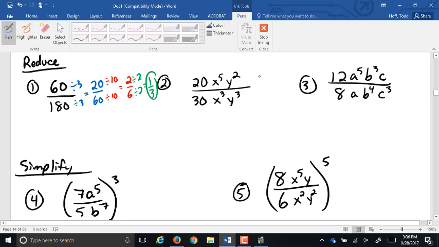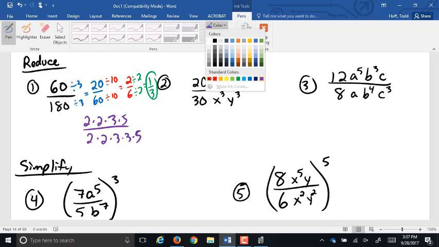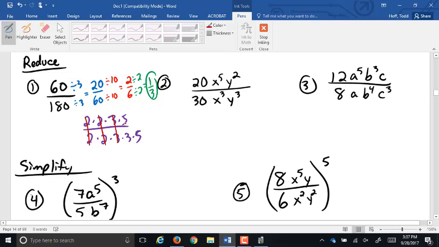The other option, as I said, is to do prime factoring. 60 is 2 times 2 times 3 times 5, that's what I thought. 180 is 2 times 2 times 3 times 3 times 5. And we just cancel out. There's a 2, a 2, a 3, and a 5. Everything on top cancels out, so that's 1, and we're left with a 3 on bottom. So it's 1/3.